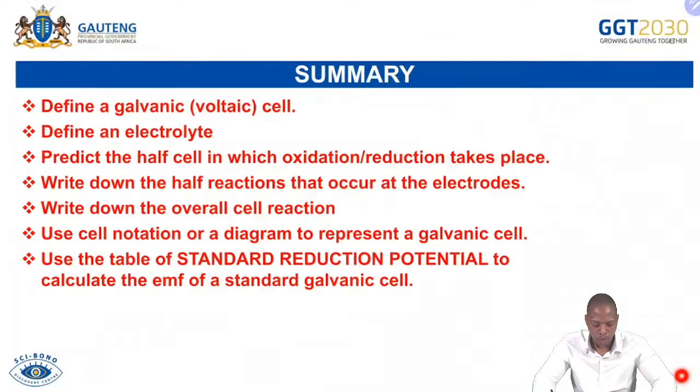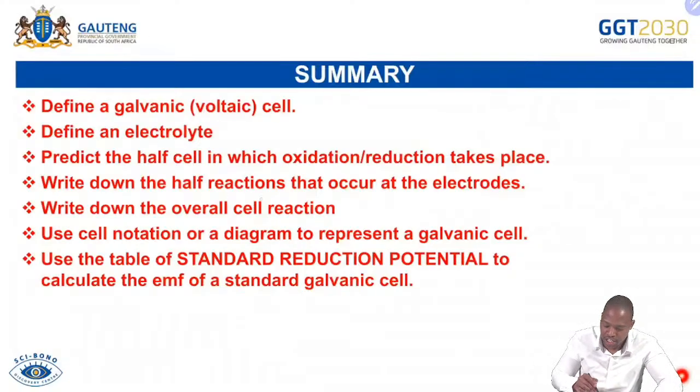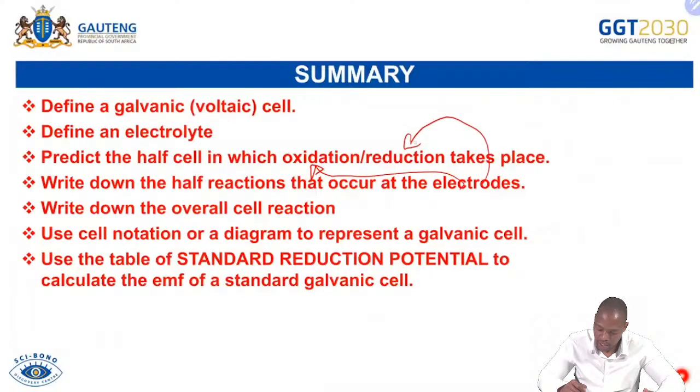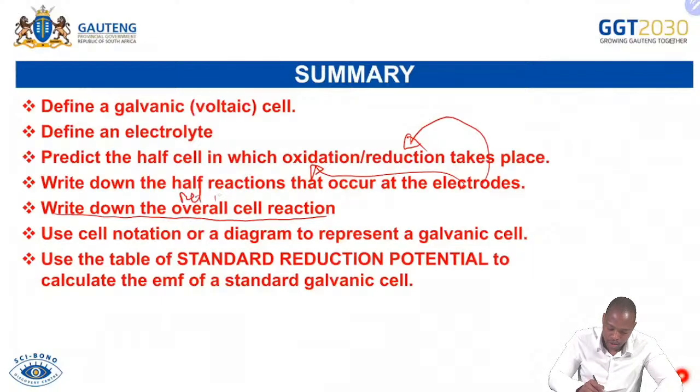Quick recap of what we have looked at today, grade 12. One, we have defined a galvanic cell. We defined an electrolyte, and then we predicted the half cells in which oxidation and reduction take place using table 4B. Table 4B, don't forget. Then we've written down the half reactions that occur at the electrode for oxidation, and also at the electrode for reduction. We've shown how we should actually write it. We have written the overall cell reaction, also called the net ionic reaction. We have also done that.